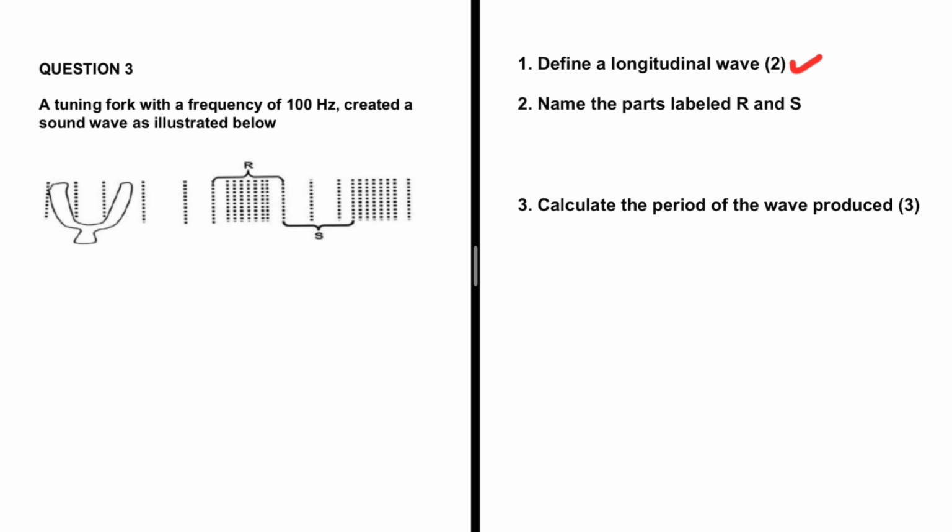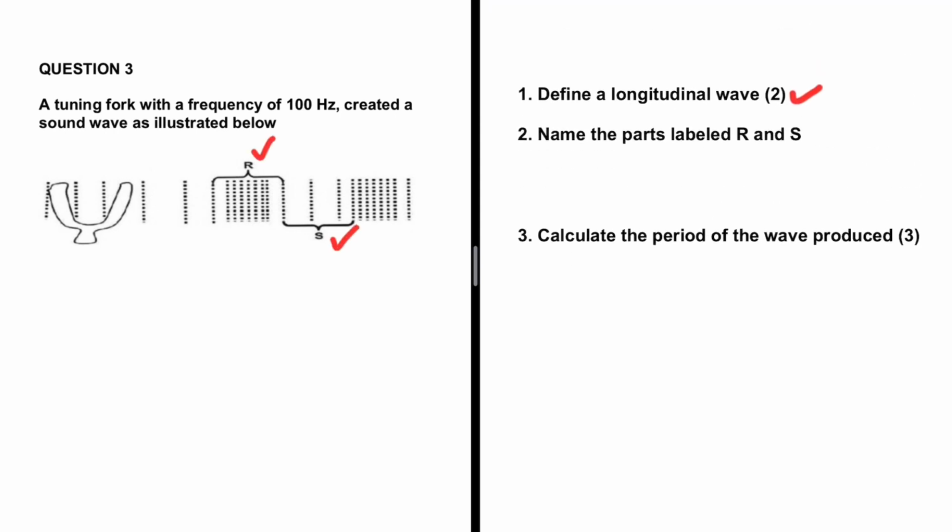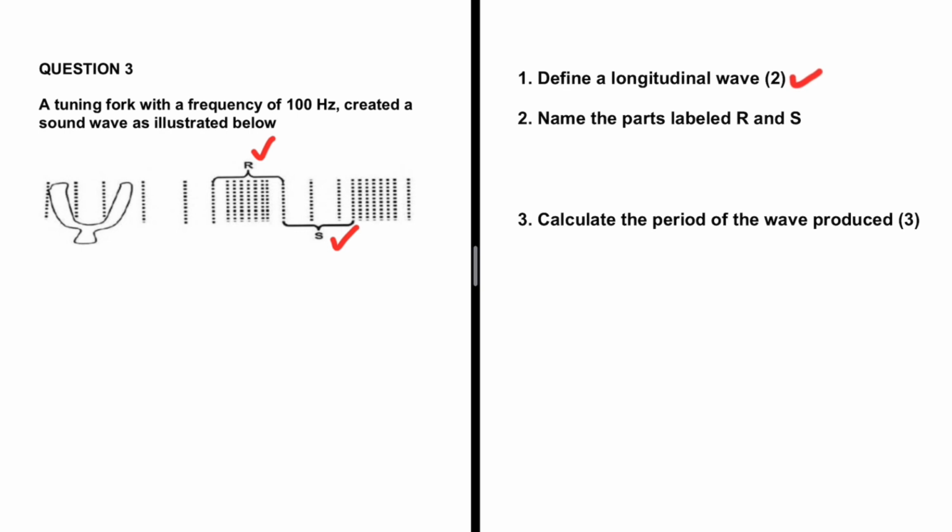The second question, name the parts labeled R and S. So let's go ahead and take a look at what's happening. A tuning fork with a frequency of 100 Hz created a sound wave as illustrated below. Here is our part R and here is our part S. Part R is a region of high pressure. A region of high pressure in a longitudinal wave, we call that a compression. So R is a compression, it's a region of high pressure.